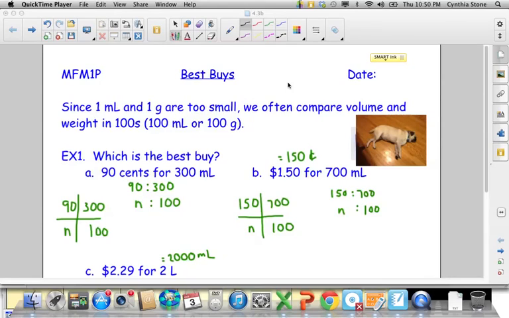This one is called Best Buys, and what it's about is being able to look at different products and how they're listed on sale and know: am I getting the best deal? Finding the best deal.